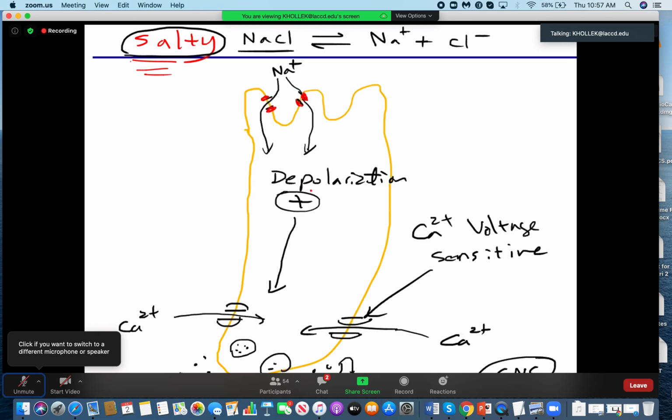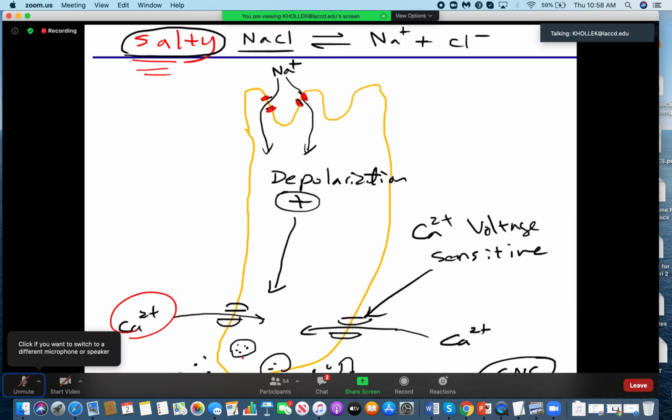And because it's a cation, this could change the voltage inside of the receptor cells, and that causes depolarization. This depolarization further down is going to open up various voltage gated channels, just like the neurons that we discussed, and it's going to reach towards the end where the calcium voltage sensitive channels can open and the calcium can come in.